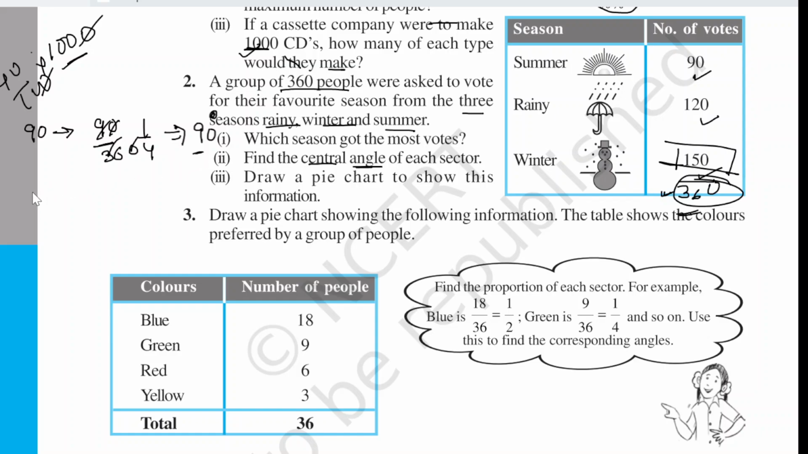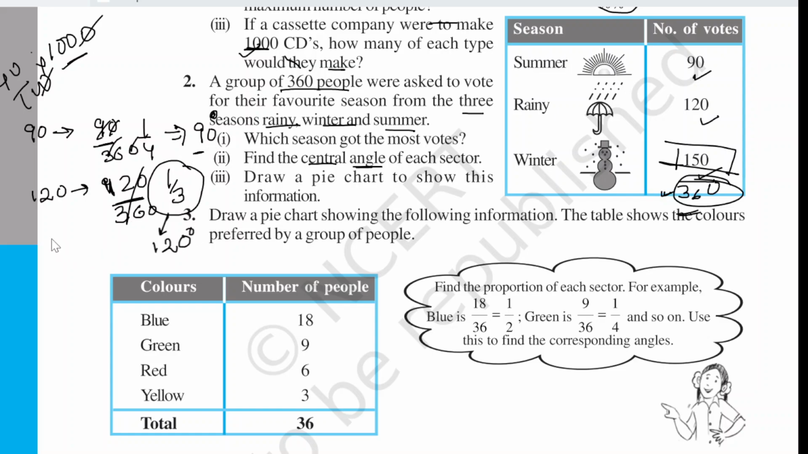Now for 120, the central angle will be 120 by total persons. How many persons have we surveyed? 360. So it will be one third of the central angle. How much is the central angle of a circle? It is 360. So one third of 360 is going to be 120 degrees.